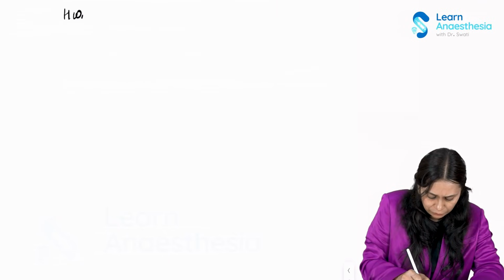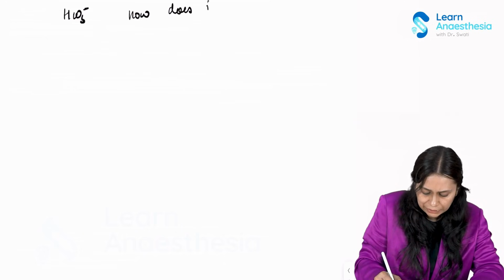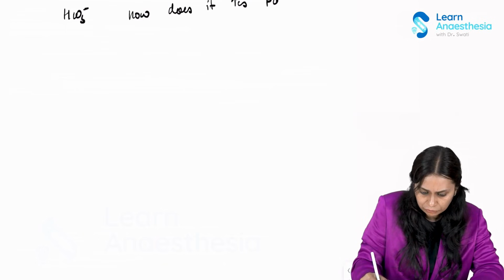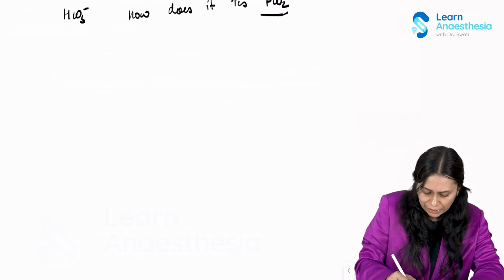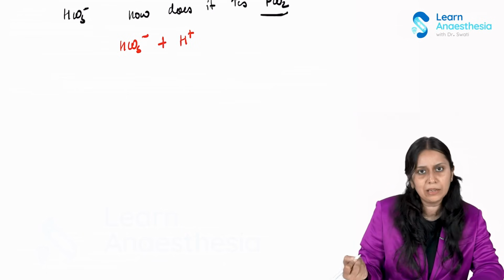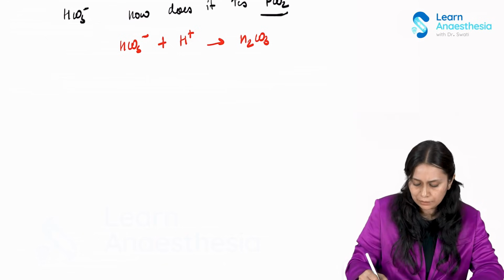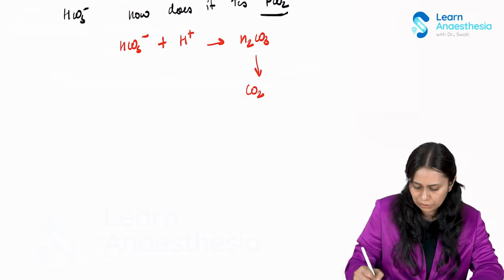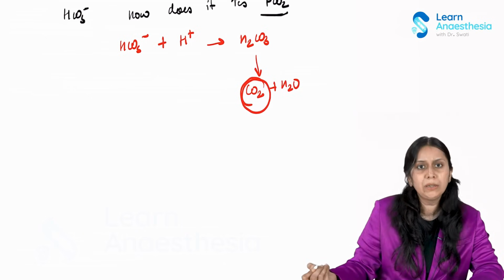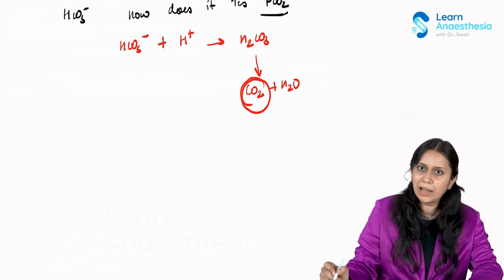What happens when we give the bicarbonate, how does it increase the PCO2? Now HCO3, which you are giving, reacts with the H plus ion, causing the formation of H2CO3. This is converted into carbon dioxide and water. Now this carbon dioxide should be removed from the tissue and the capillary bed. If it is not removed, what will happen?